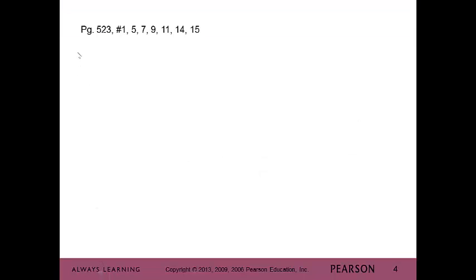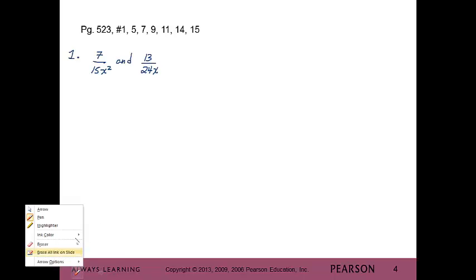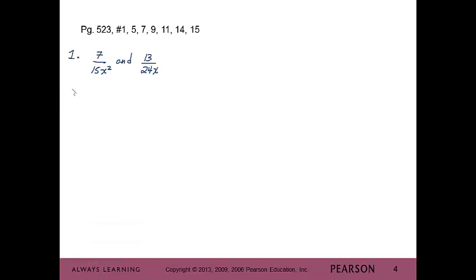So let's go in our books to page 523, and we're going to look at the following, starting with number 1. The instructions say find the least common denominator of the rational expressions. And for number 1, we have 7 over 15x squared and 13 over 24x. So let's find the LCD. So let's start by writing the factors of each denominator. So we have two denominators, 15x squared and 24x.